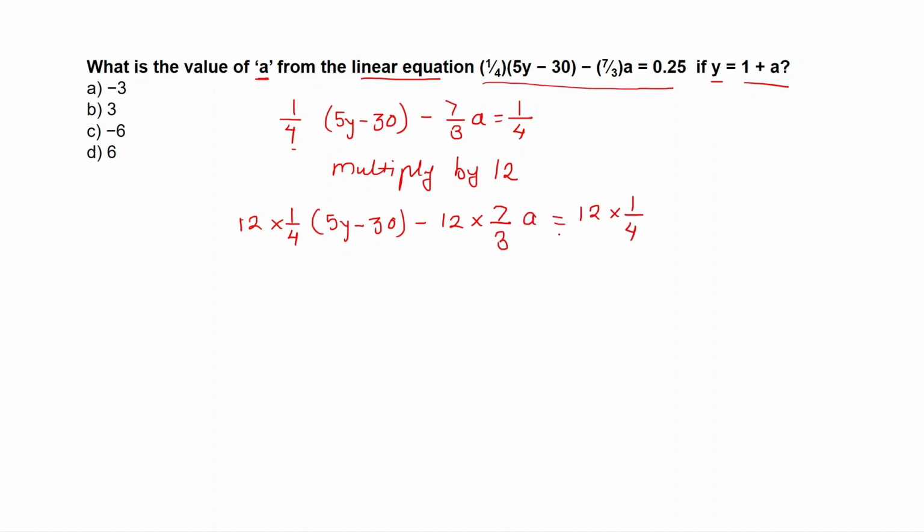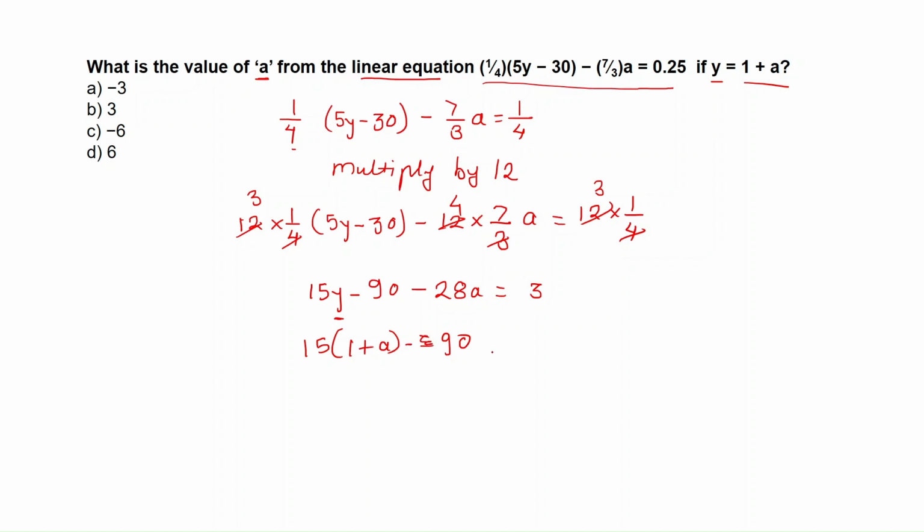1 upon 4. Okay, so 4 3s are 12, 3 4s are 12. So 3 into 5, 15y minus 3 into 30, 90, minus 4 into 7, 28a is equal to 3. Now we know the value of y, which is 1 plus a. So 15 into (1 plus a) minus 90.